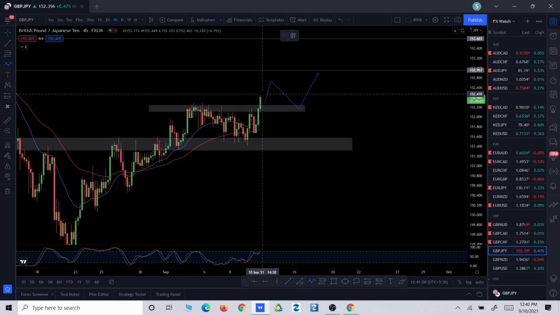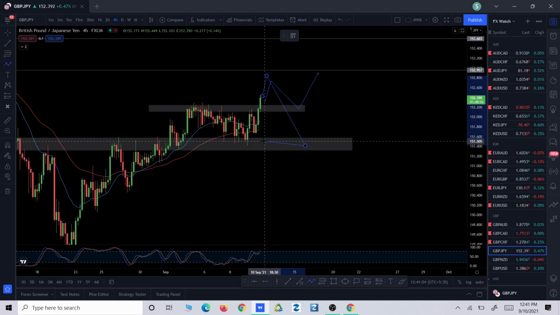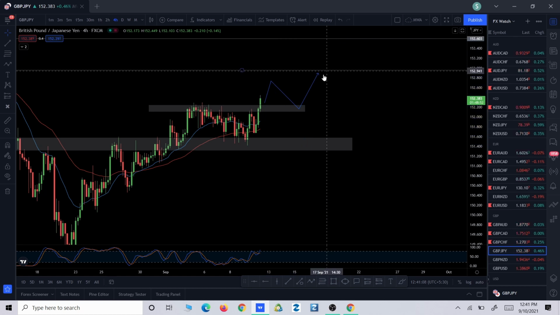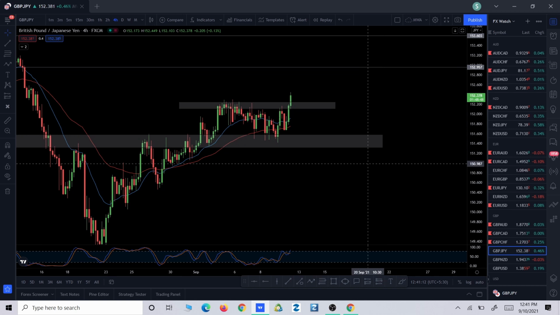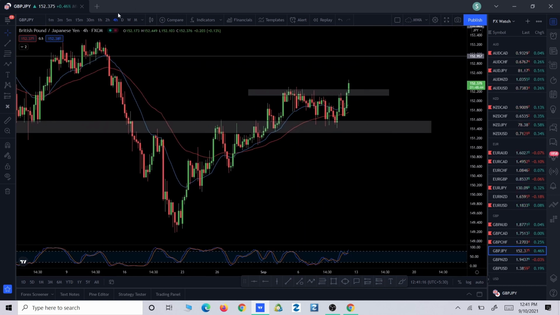Another one is if the price breaks and closes higher, then we can also wait for the price to pull back into the previous low and give us some bounce to go long. So these are the two possible scenarios that we see on the 4-hour. Now we will go to the 1-hour time frame and see what is happening there as well.